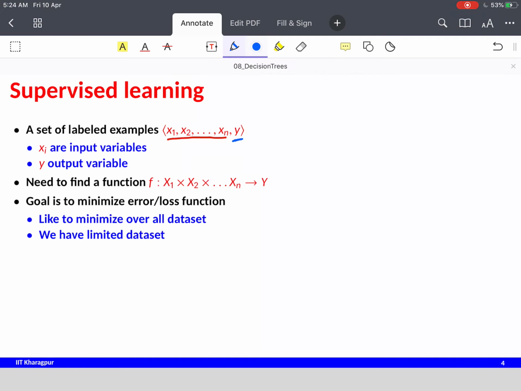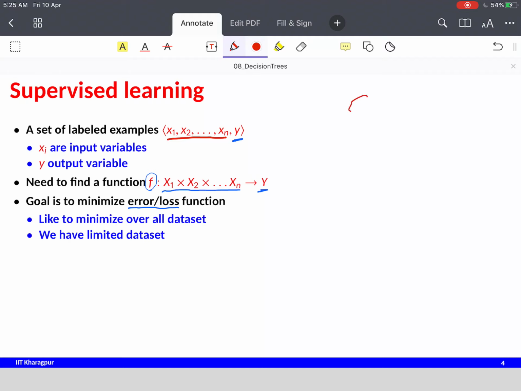So our target is to find out a function f that can map from the given input-output pairs to the actual output. So given any combination of the inputs, I would like to predict the value of y for the given input. In order to find out that function f, what we like to do, on the given set of examples, is minimize some error function or loss function.